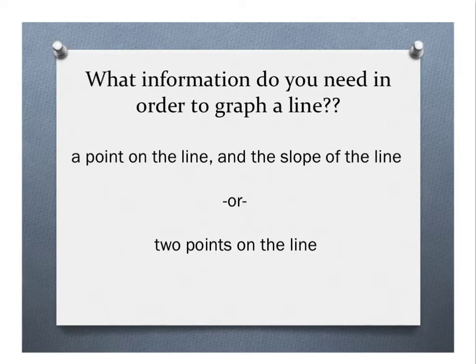Okay, so here's the deal. What information do you need in order to graph a line? Well, you're either going to need one of two things. You're either going to need a point on the line and the slope of the line, or you're going to need 2 points on the line. If I can graph 2 points on a line, dot, dot, I can draw a line. If I have the slope and a point, I can graph that point and then use the slope as rise and run and give myself more points. And that's what we're going to practice here today.